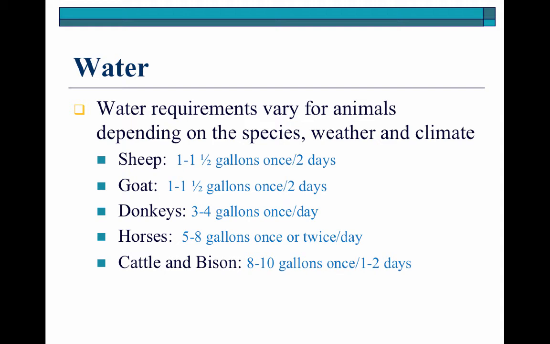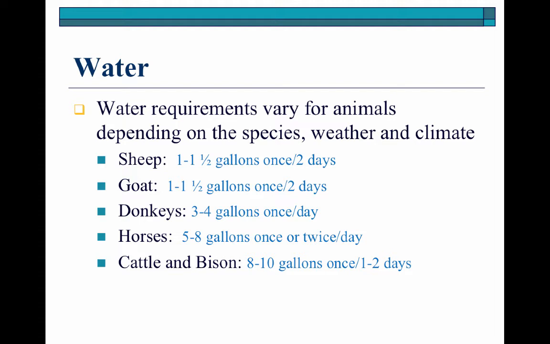Water is a very essential nutrient that kind of gets forgotten when we start talking about some of these other things. Water requirements for animals that we see on rangeland vary. Sheep and goats need anywhere between 1 and 1.5 gallons every other day, whereas donkeys need 3 to 4 gallons every day. Horses need 5 to 8 gallons once or twice a day, depending on what time of year it is and how much moisture is associated with the forage. And cattle and bison require 8 to 10 gallons every 1 to 2 days.